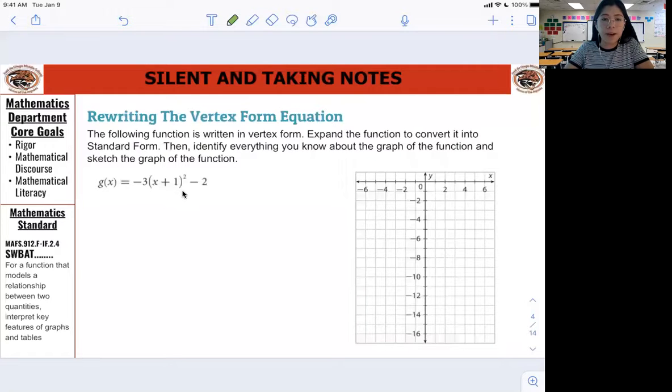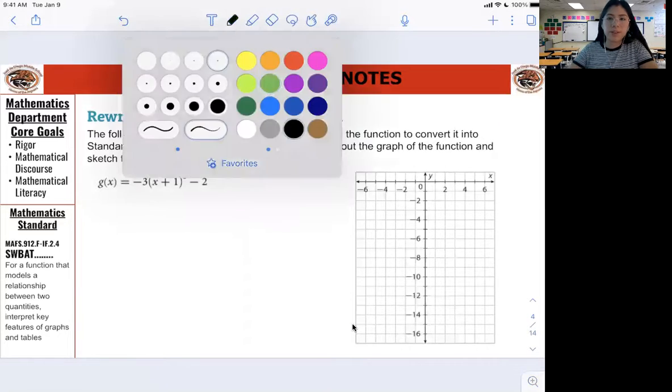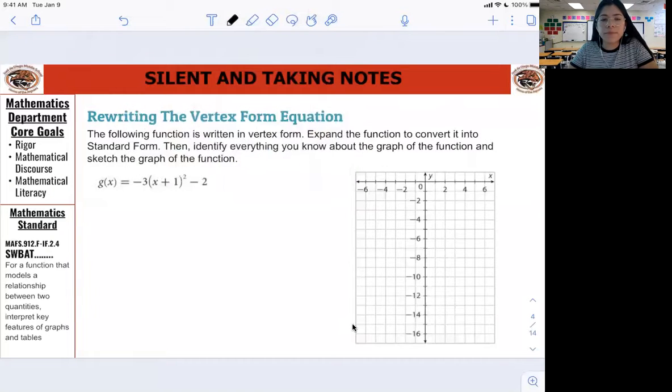Same exact situation. I have vertex form. I want to turn it into standard form. So I'm not going to write down the steps. I want you guys to look back on your notes and tell me what to do. What do I do first? Foil. Foil, good. So what that means is first I just need to write this out. We copy and paste. We're multiplying x plus 1 times itself. So I'm just writing it out.